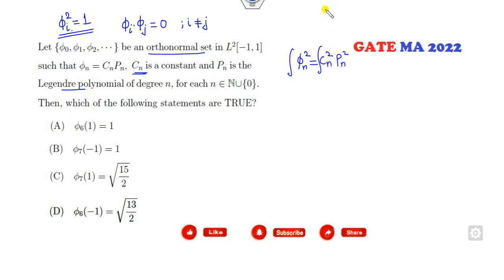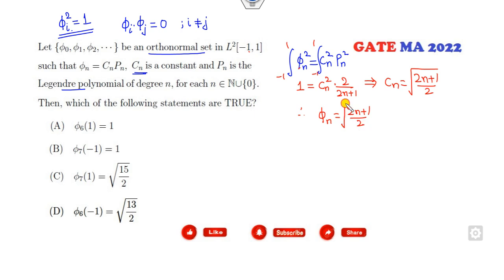Now I can integrate them. This value will be 1, it will be Cn square. I can integrate over the domain minus 1 to 1. What is Pn square over minus 1 to 1? It is 2 over 2n plus 1. So what is my Cn? Therefore phi of n is root of 2n plus 1 over 2 into Pn. Now that's over. Now I can check the first option.